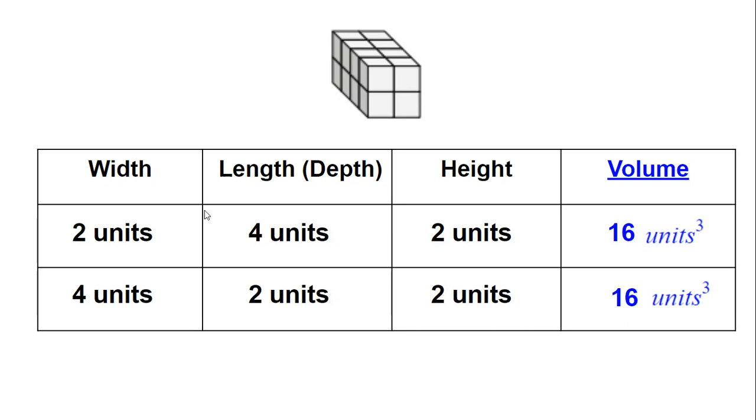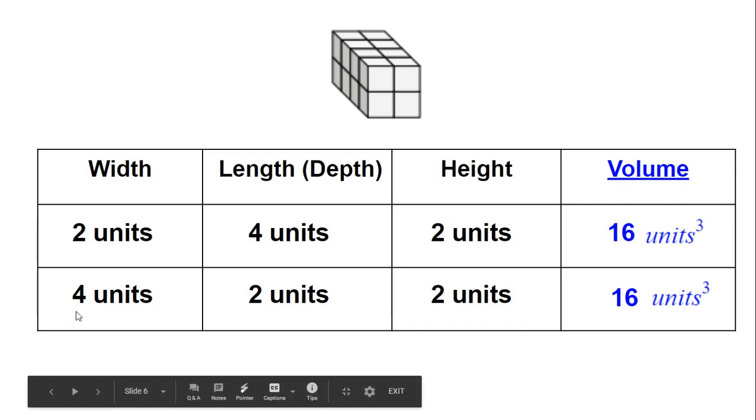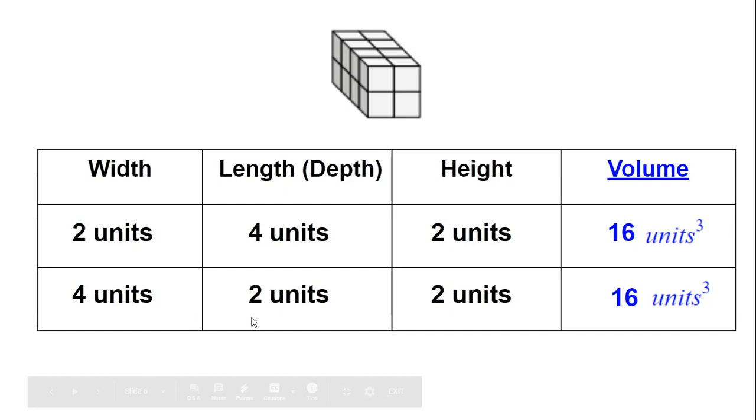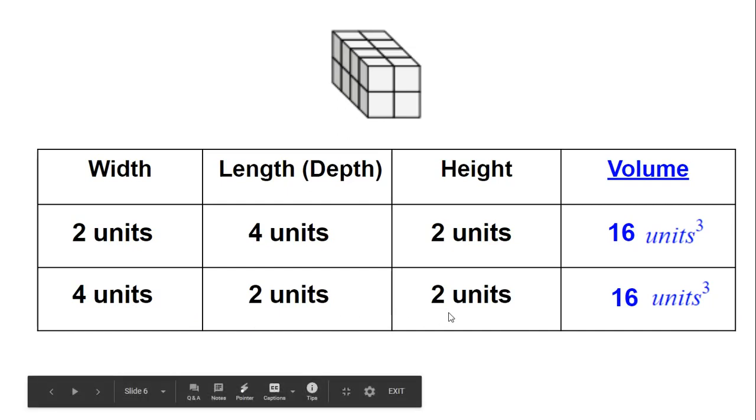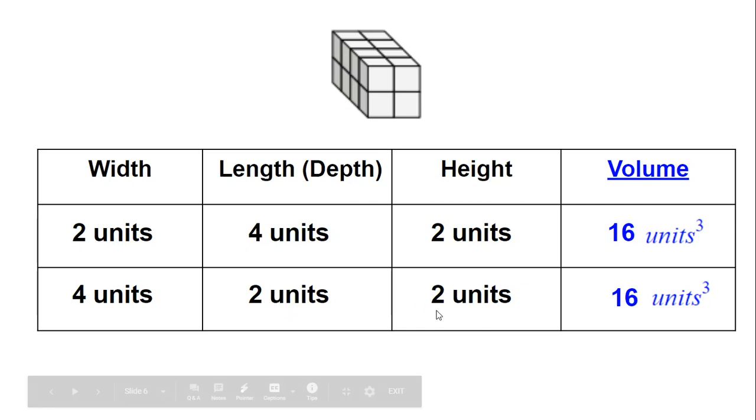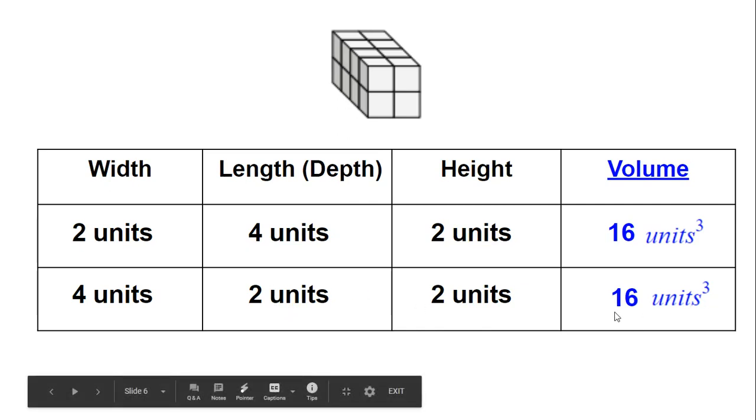Well, let's see. 2 times 4 is 8, and 8 times 2 is 16. Let's try it again. 4 times 2 is 8, and 8 times 2 is 16. So multiplying the width times the length times the height got us our volume.